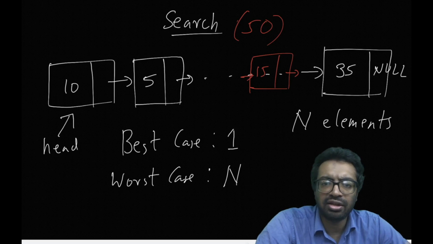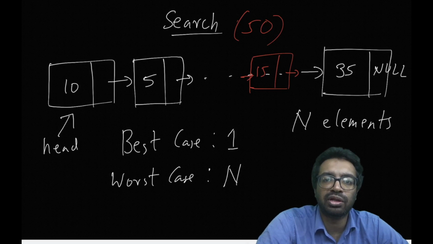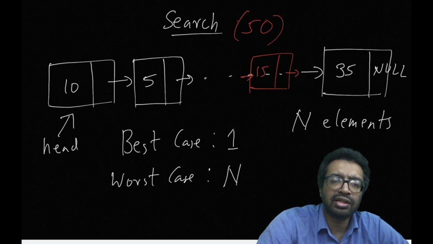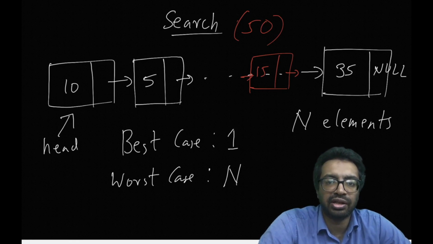There's a second case: I'm searching for, let's say, the number 50, which is not in the list. Even in that case, I reach the last node and then I decide no, I haven't seen 50, and therefore I'm going to say no. Even in this case I traverse n nodes, so this is also another worst case scenario.